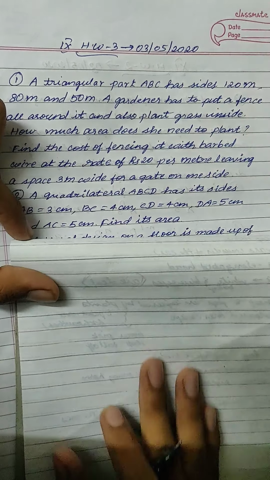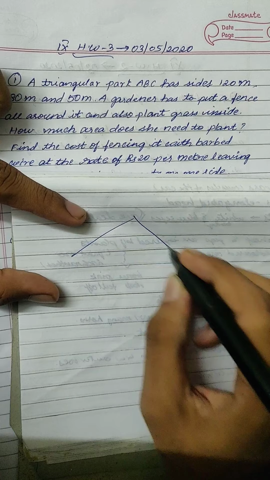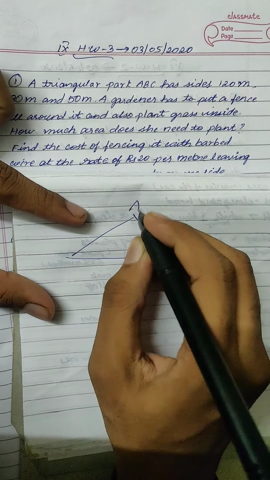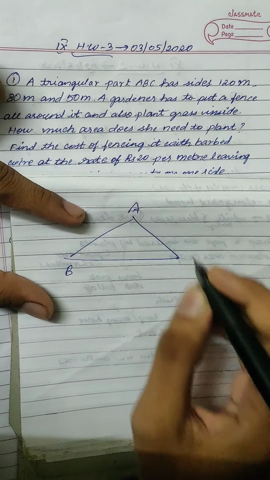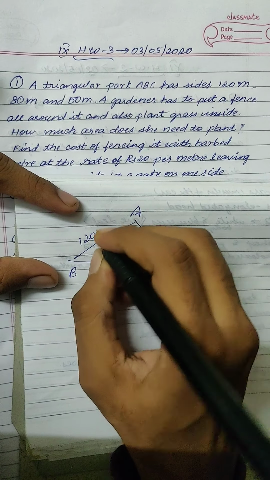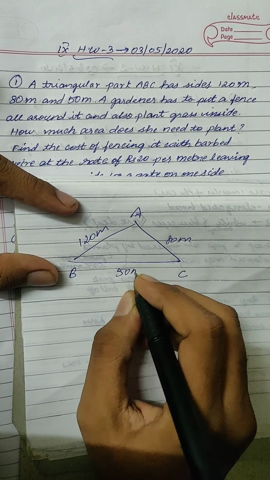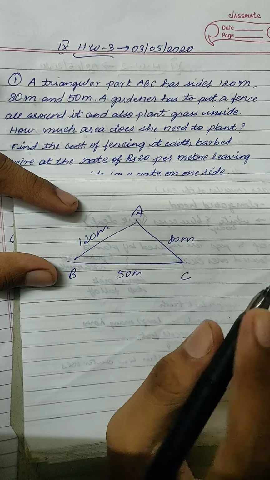So first question, they have given a triangular park ABC. They have given the sides are 120, 80 and 50, which means you can take any side as 120, the other one as 80 and the other one as 50. So these will be our A, B and C in any order.